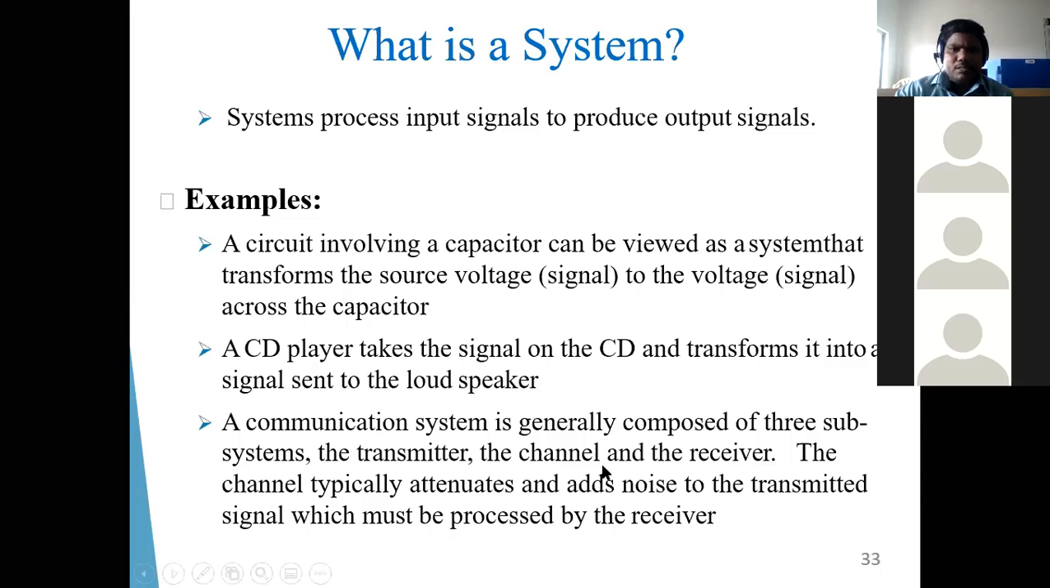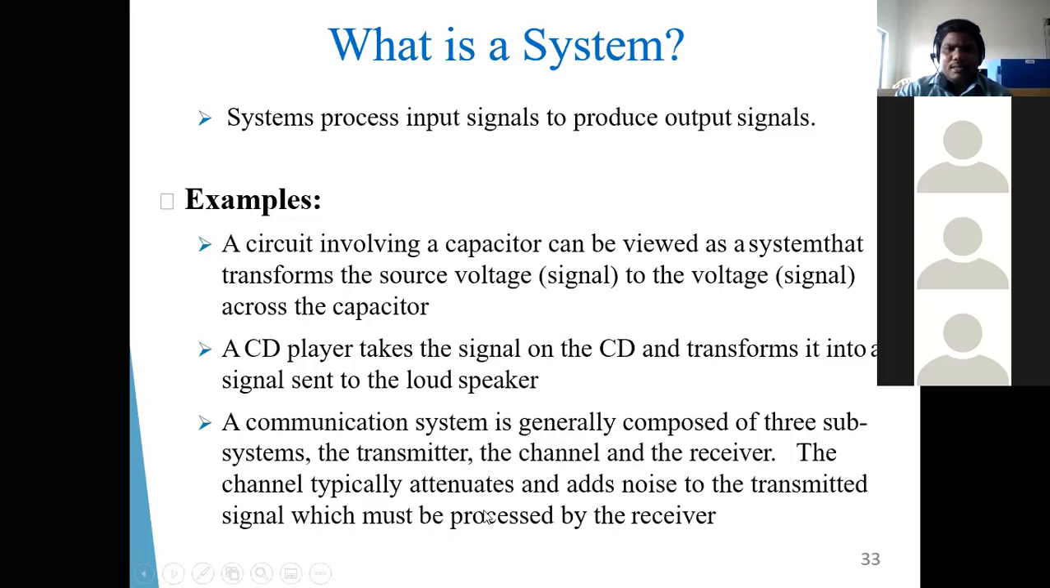Now consider one other example. A communication system is generally composed of three subsystems: transmitter, channel and receiver. The transmitter is an important terminal unit, and the receiver is an important receiving unit. In between we need to use a channel. The channel consists of optical fiber wires as well as coaxial lines, which are used in between the transmitter and receiver circuits.